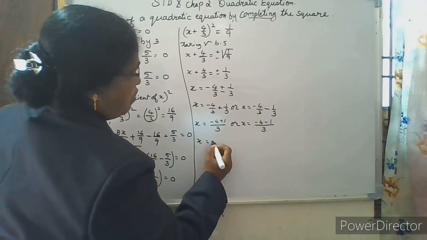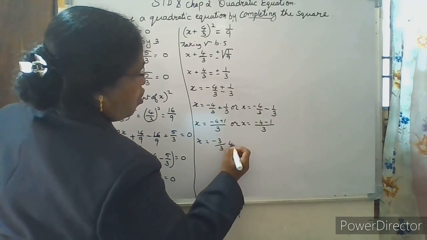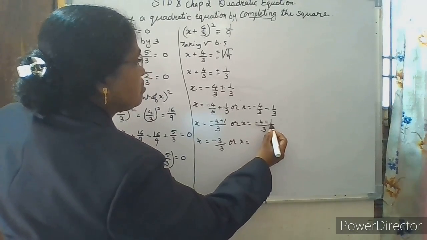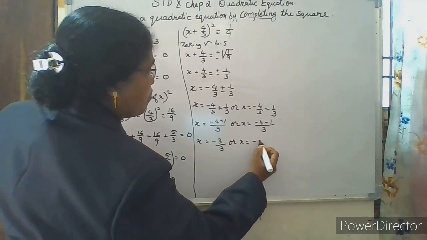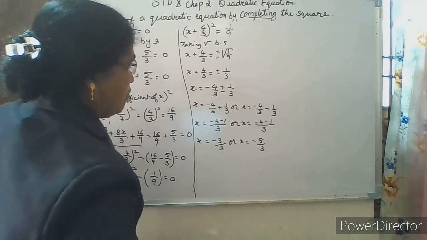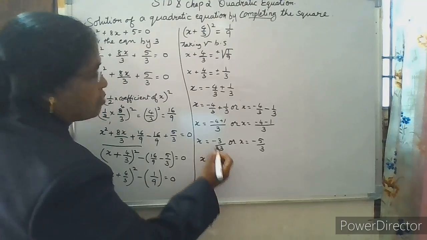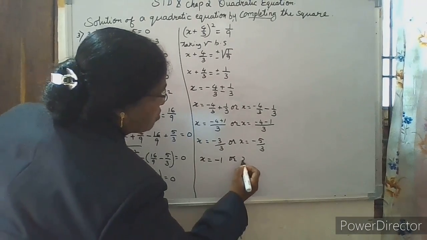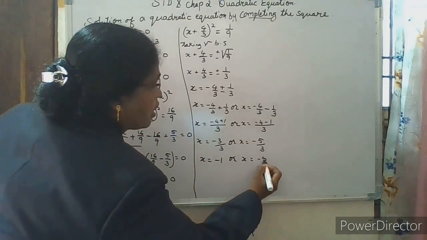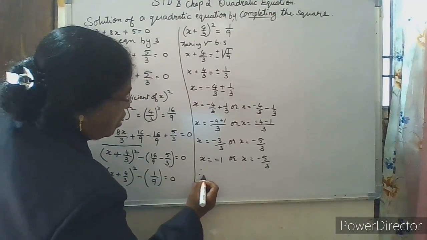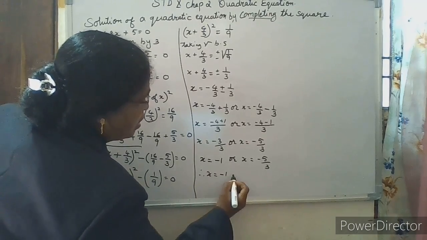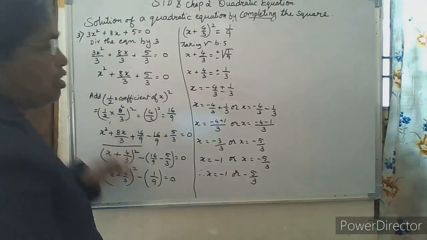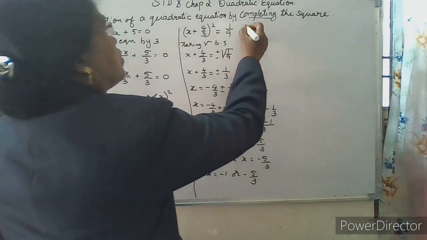Minus 4 and plus 1 will give you minus 3/3, or x is equal to minus 4 and minus 1 will give you minus 5/3. So x is equal to, now 3 cancels and it is minus 1, or x is equal to minus 5/3, this is not cancelable, so keep it as it is. Therefore x is equal to minus 1 or minus 5/3. This is the solution for this quadratic equation.